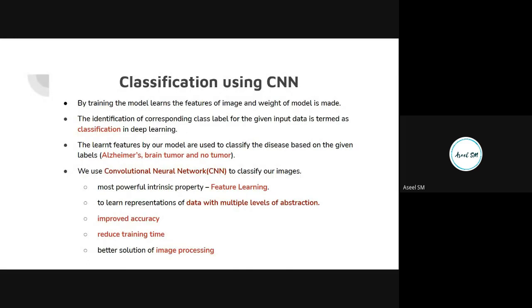We use a convolutional neural network to classify our images because it has a powerful property known as feature learning. It can automatically learn all the features, not like other machine learning techniques. CNN can automatically learn the features from the given data, and it can also be used with data with multiple levels of abstraction. It also provides improved accuracy compared to other machine learning methods. While processing an image, it can take a lot of time, hours and days, but with the help of CNN, we can reduce the training time in comparison to older machine learning models. And one of the important features of CNN is that it is the best solution for image processing.